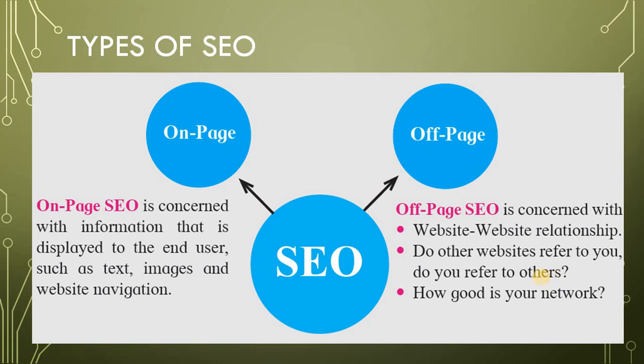If someone trusted says that this website is good, then obviously you are going to visit that website and check what is present there. Next, how good is your network? How many people do you know? How many friends are going to refer to you? How many people are going to help you with increasing the rank of the website? Okay, so these are the two different types of SEO. I hope you have understood the concept of SEO and its different types. Alright, thank you.